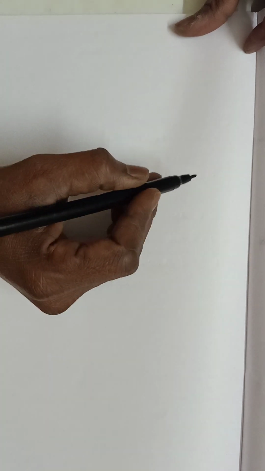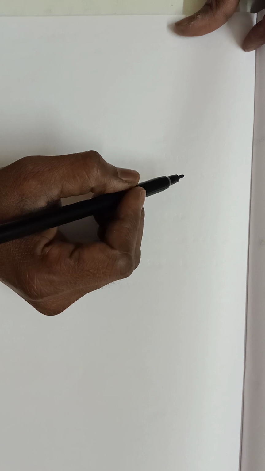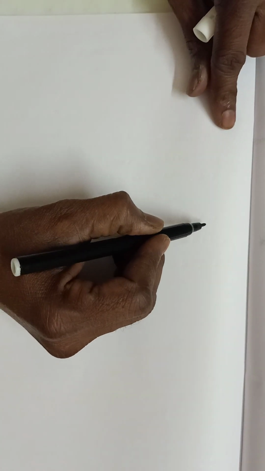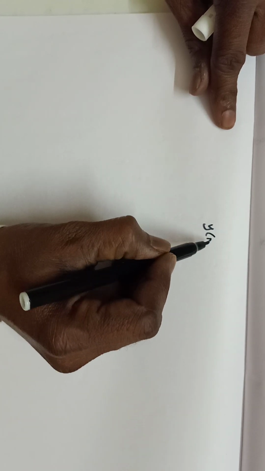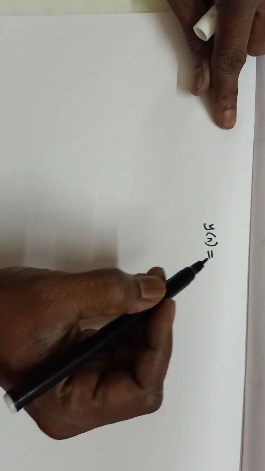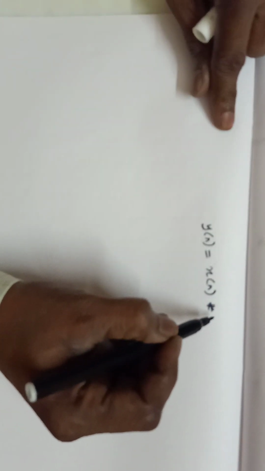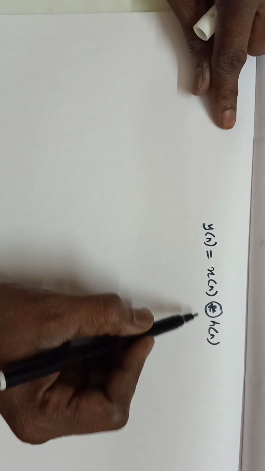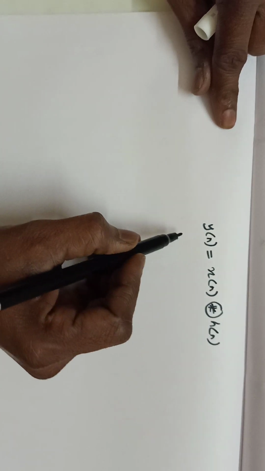Hi everyone. Today I want to discuss the concept of linear convolution in digital signal processing. The linear convolution of two signals is represented as y of n equal to x of n convolution with h of n. So x of n and h of n are two given signals. Its convolution is represented like this.